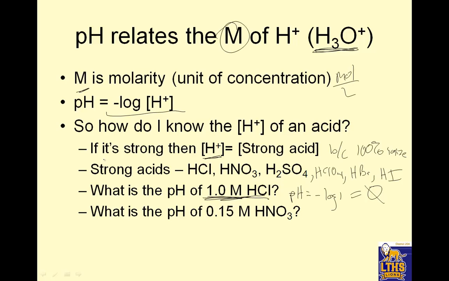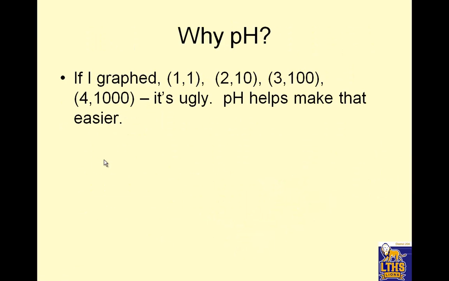What is the pH of 0.15 molar HNO3? There's HNO3. It's a strong acid. Look, HNO3 is a strong one. So negative log of 0.15 equals 0.82 is the pH. Now, most of the pHs we're talking about are 2, 3, 4, 5, 6. That shows you that strong acids typically have very low pHs. Not always, but typically.